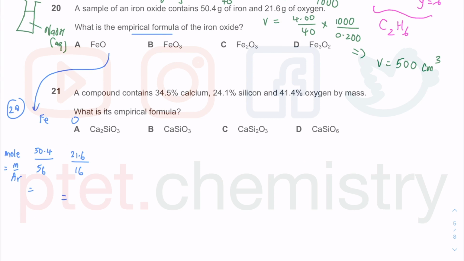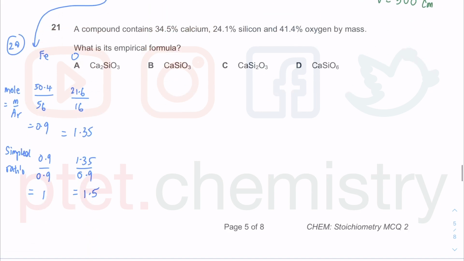Anyway, so 50.4 divided by 56 gives me 0.9. 21.6 divided by 16 gives me 1.35. Do not round up as Fe1 and then O1. You've got to take the simplest ratio. This is the most important thing that a lot of students forget. Simplest ratio means you divide by the smallest number, which in this case is 0.9. That will give you 1.35 divided by 0.9. It gives you exactly 1.5. We have a problem now. This is a 1.5. I do not round it up to 2.